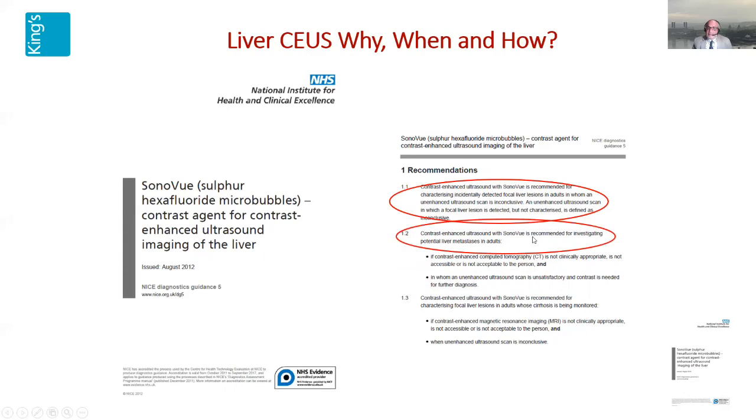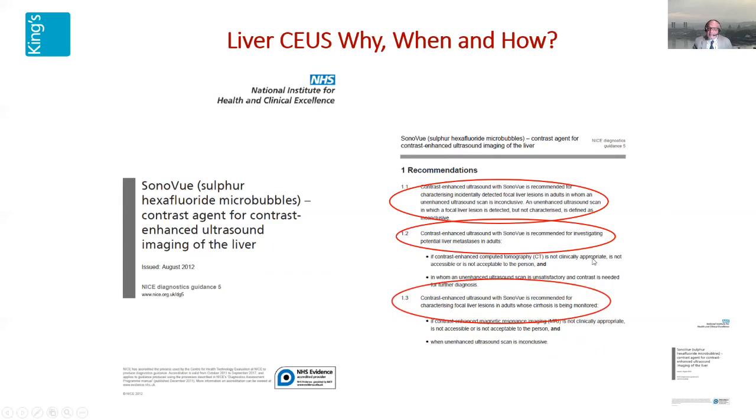Contrast-enhanced ultrasound is recommended for investigating potential liver metastases in adults. If you've got a screening program where you're using ultrasound to detect liver abnormalities in patients with known underlying treated bowel or breast or lung cancer, if you see multiple metastases on the B mode, you can stop there because it's not an inconclusive scan. But if you don't see metastases, are you really doing a service to the patient? And this is where perhaps contrast should be introduced.